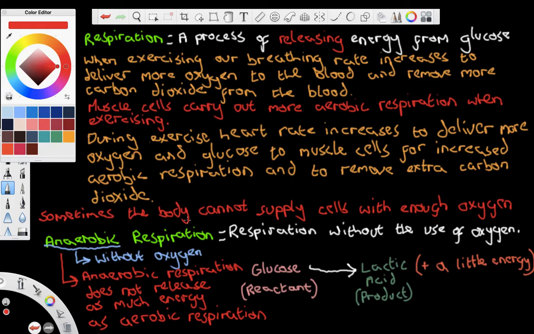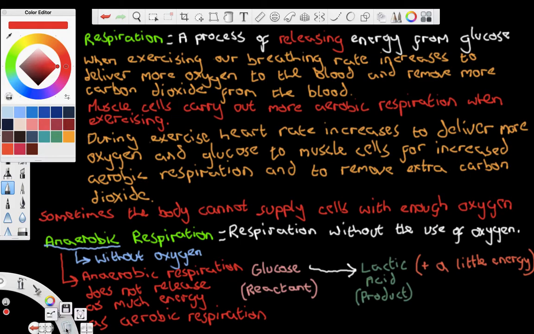Sometimes the body cannot supply cells with enough oxygen, at which point you move over to what's known as anaerobic respiration. Your muscle cells will start getting energy from glucose without oxygen. So anaerobic means without oxygen, therefore anaerobic respiration is respiration without the use of oxygen. The reactant of anaerobic respiration is glucose, and it breaks down into lactic acid, which is our product, and a little bit of energy. Anaerobic respiration does not release as much energy as aerobic respiration. Okay?